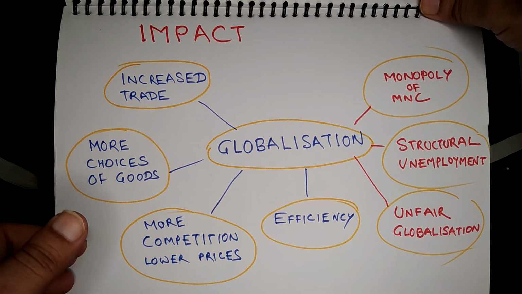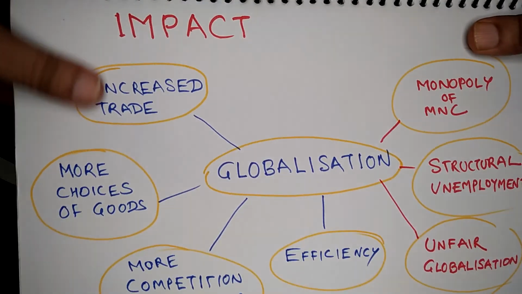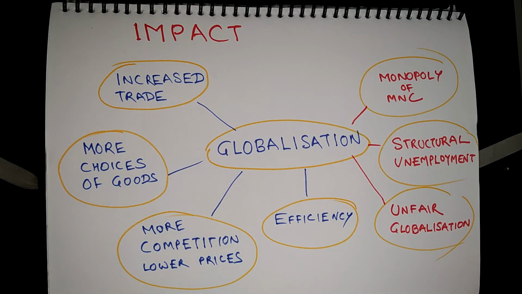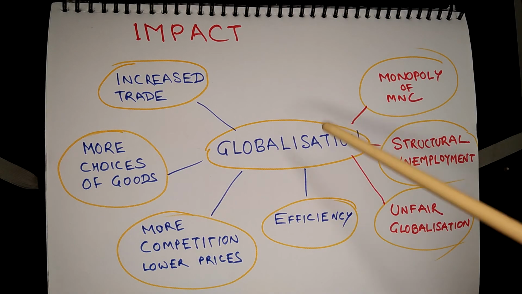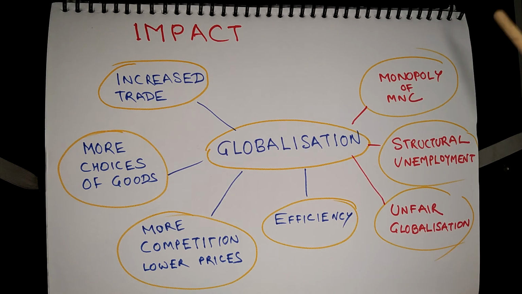Now, what are the impacts of globalization? There can be positive impacts, there can be negative impacts. Those in blue color are positive impacts, and those in red color are negative impacts. Globalization helped in increased trade, because due to globalization the products got exposed to more customers, and that is how trade improved. As trade improved, the customers got more choices of goods.